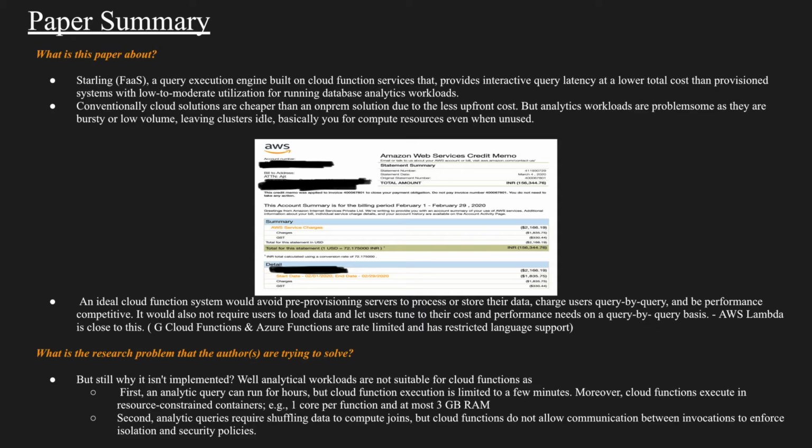So what would an ideal system be? An ideal system would be one where you don't have to worry about all these things, you're only charged for the queries that you run, and you don't have to worry about the performance either. If you look at existing solutions, an AWS Lambda solution would come very close to this. Other cloud solutions, Google Cloud Functions and Azure Functions, don't really come close because they have a lot of restrictions in terms of the language you can use, the speed, or the rate at which you can implement it.